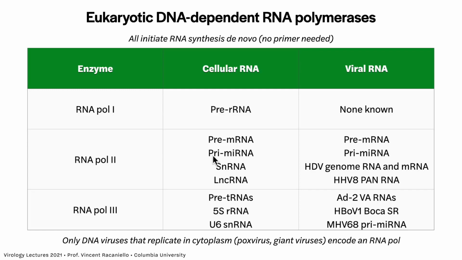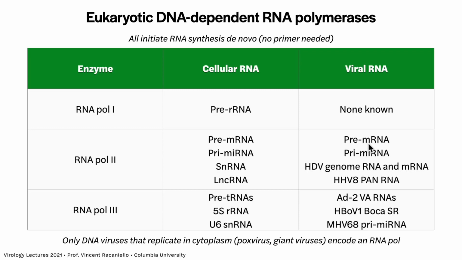It makes the primary microRNAs. These are regulatory RNAs we'll talk about in a bit. Small nuclear RNAs are parts of the spliceosome. And then long non-coding RNAs. We discovered mRNA in the 60s. We thought that was it. But then subsequently we discovered lots of other RNAs. And viral RNAs are made by RNA Pol 2.